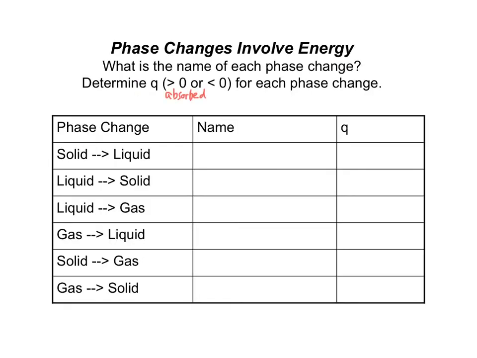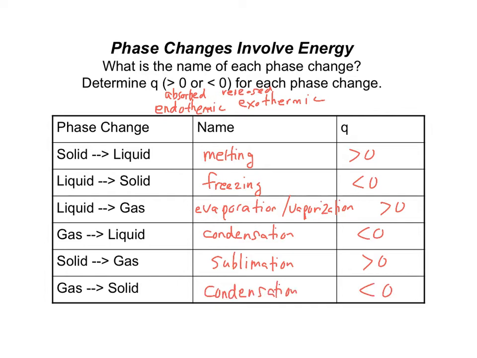Is energy absorbed or is energy released when there's a change in phase? Stop the video, give the name of each phase change, and determine whether Q is positive or negative. And the answers are... Note that freezing is the reverse of melting, so the sign of Q changes. Same thing is true for condensation and evaporation, and condensation and sublimation.